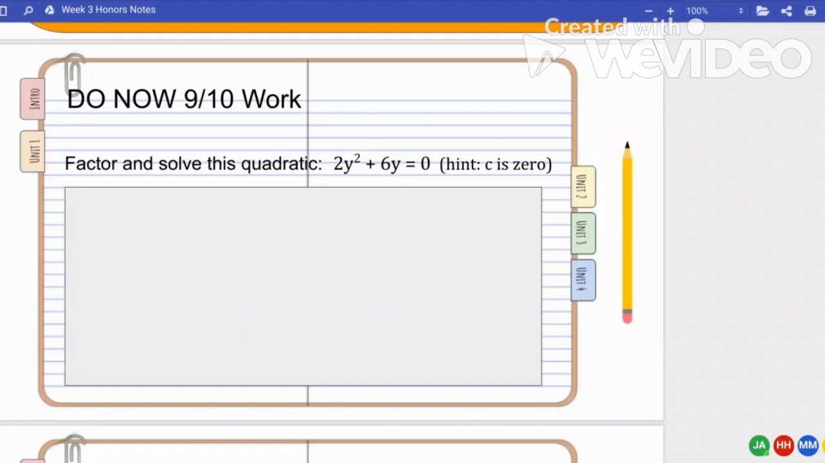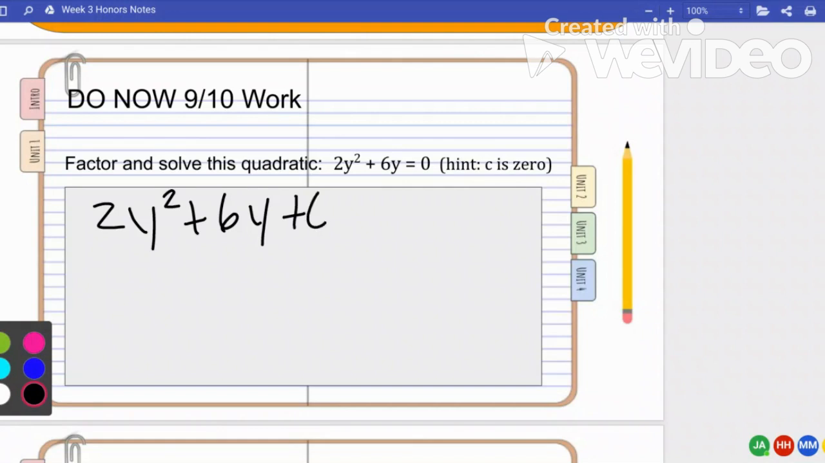Okay, factoring quadratics. This one is a special case. There's two different ways to do this one. If you want to do the shortcut, we'll talk about that way in a second. First thing I want to do is expand this out to have a c, so 2y squared plus 6y plus 0 equals 0. That means that my a is going to be 2, my b is 6, and my c is 0.